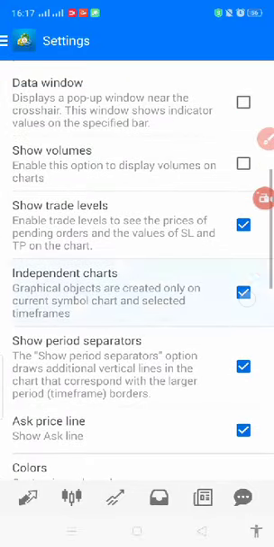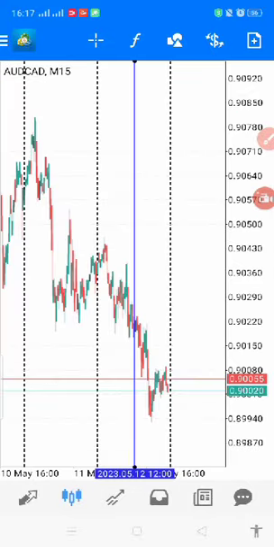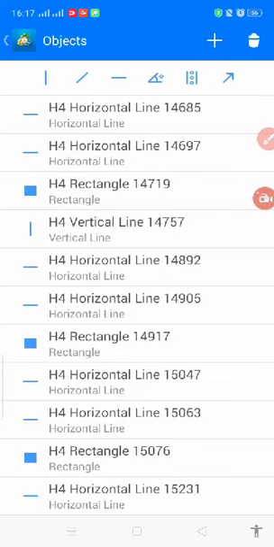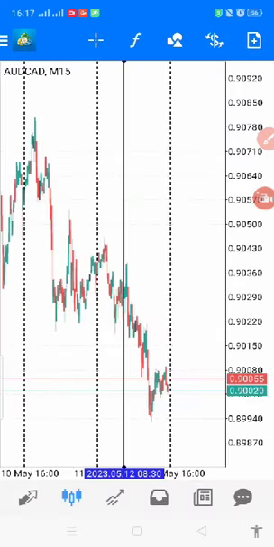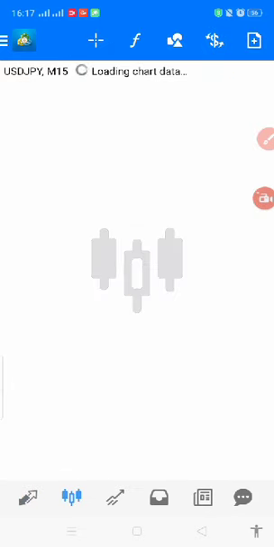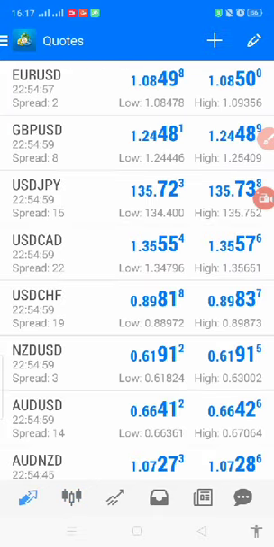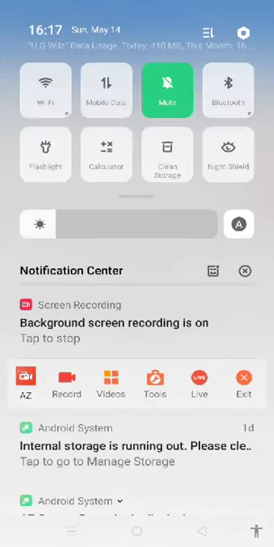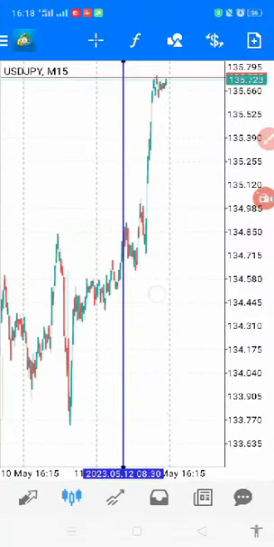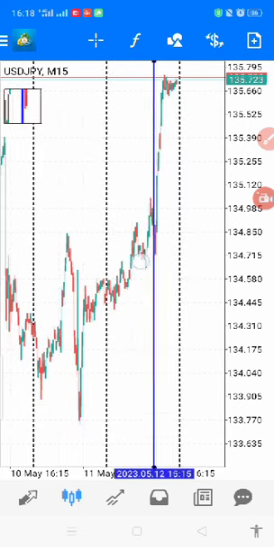But if I turn it off and go back to charts, let me delete this, then insert a new vertical line right here. If I leave this particular chart and go to another chart, it's going to be available there. It's just that my data is off. Yeah, one minute, please. Let me turn on my data. Okay, so now you can see the line is also available.